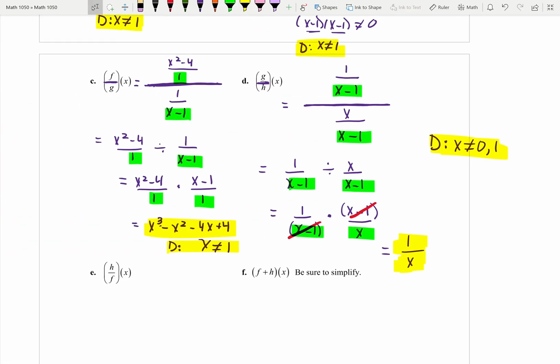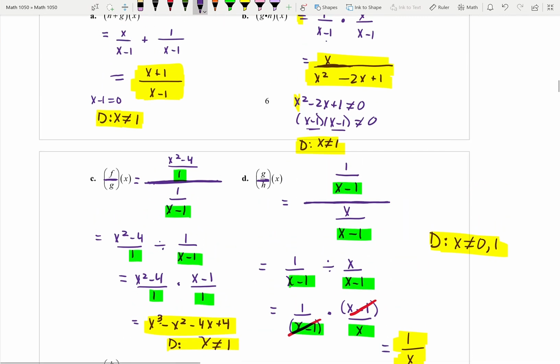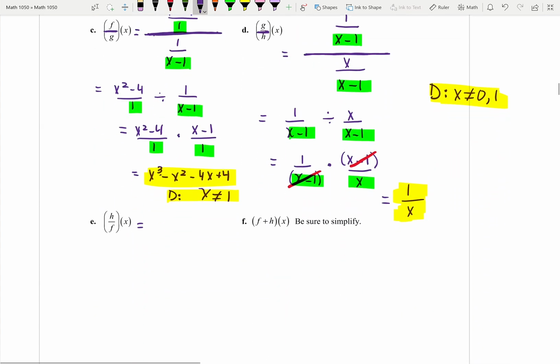Okay. All right. Question E. Question E is to take your h of x and divide it by your f of x. Okay. So h of x is x over x minus 1.